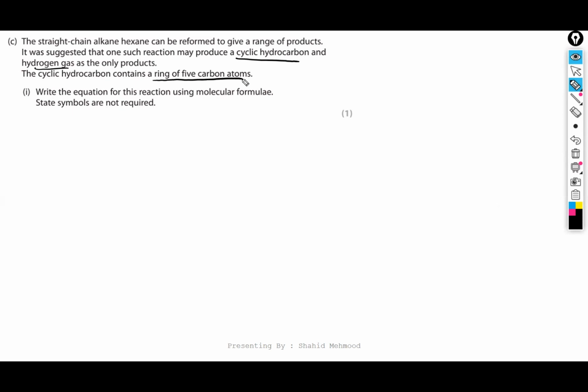So they are saying this is a reforming process, and we have to take hexane. So C6H14: 6 times 2, 12, plus 2, 14. It will give a cyclic hydrocarbon, which is equivalent to an alkene, so C6H12, and one H2 will be released. So by using the molecular formula, the equation is very simple. Whenever we change a straight chain into a cyclic compound, one H2 is always released.